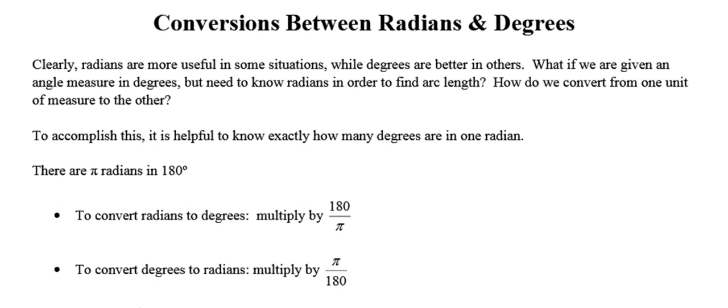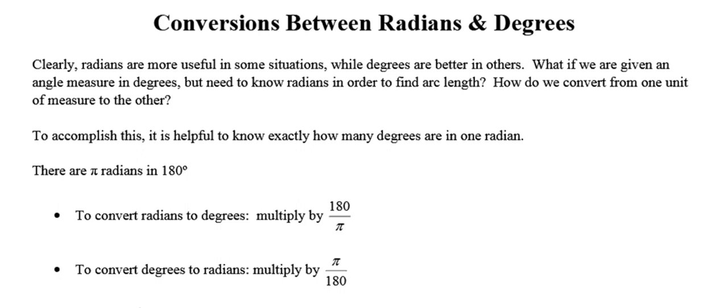All right, just like we need to be able to convert feet to inches and inches to feet, we also need to be able to convert radians to degrees and vice versa. This is because radians are more useful in some situations, like finding arc length, while degrees are better in other situations. So again, what if we're given an angle measure in degrees, but we need to know radians in order to find arc length? How are we going to convert from one unit of measure to the other?